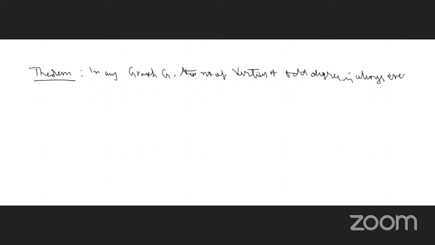In any graph G, the number of vertices of odd degree is always even. Yes. Always even.